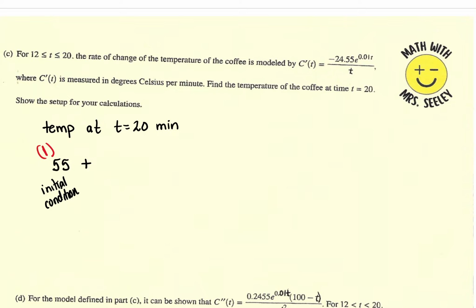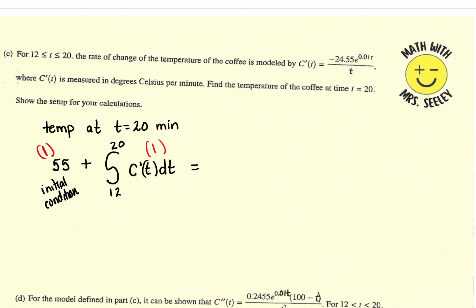So we know we're at 55 degrees at 12 minutes, but what's happening from 12 minutes to 20 minutes? That's the rest of it. Well, we're told that from 12 to 20, the rate of change is modeled by C prime of T. So we're going to integrate C prime of T dt over that 12 to 20 minute mark. If you knew to integrate that rate of change from 12 to 20, give yourself another point.